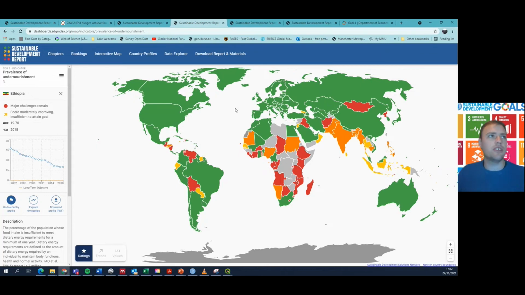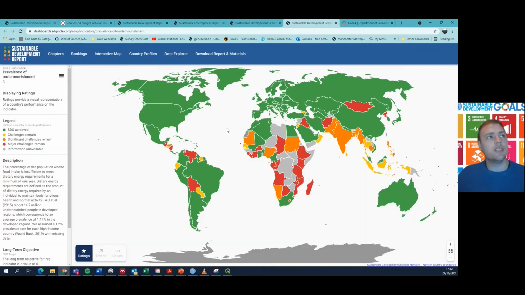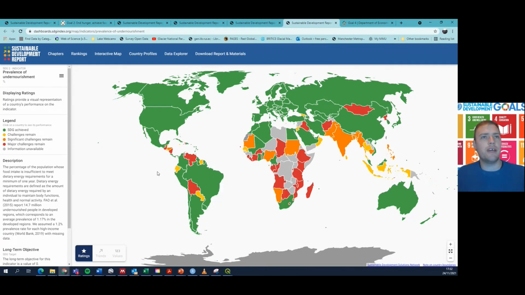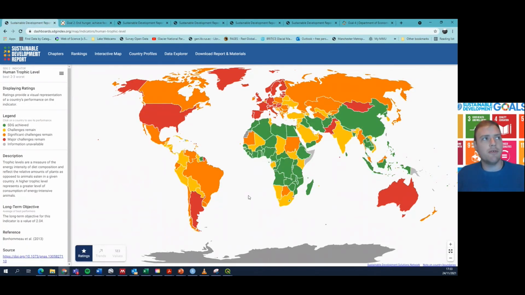And we can also pick out some interesting global trends as well. If instead of looking at it by country, we go back to some of our indicators. So this is our prevalence of undernourishment. So we can see areas in green that have reached the goals and areas where significant challenges remain. And we can compare that to our human trophic level. So how energy intensive is our diet and how efficient is our diet. So we can see kind of in the developed world, in Europe and North America, we've got significant challenges remaining.